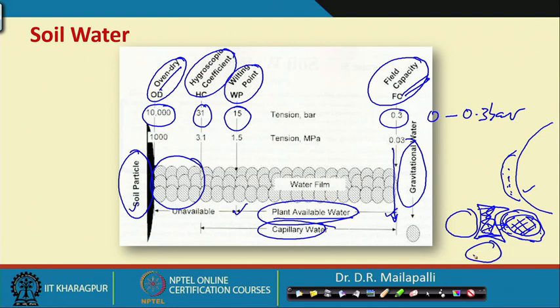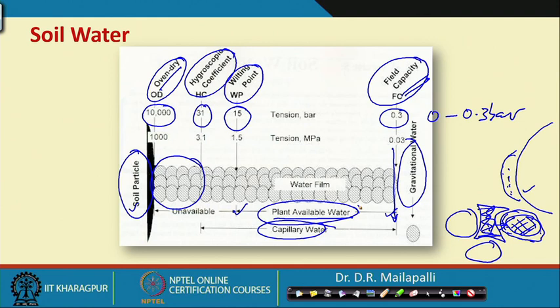Why are we talking about this? Because the plants have to extract this moisture, except the gravitational water. The other moisture is really required for plant growth. So that is the reason we are interested in the water which is held between the soil particles.